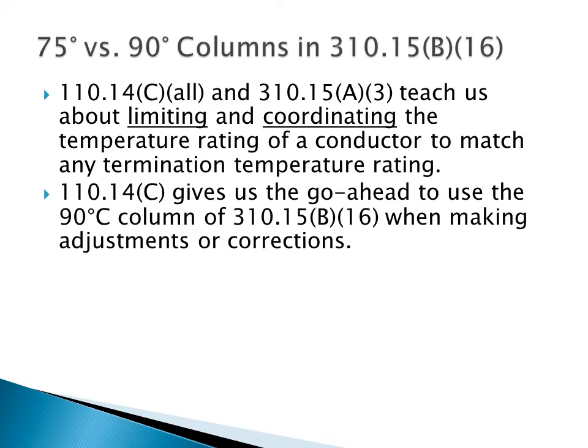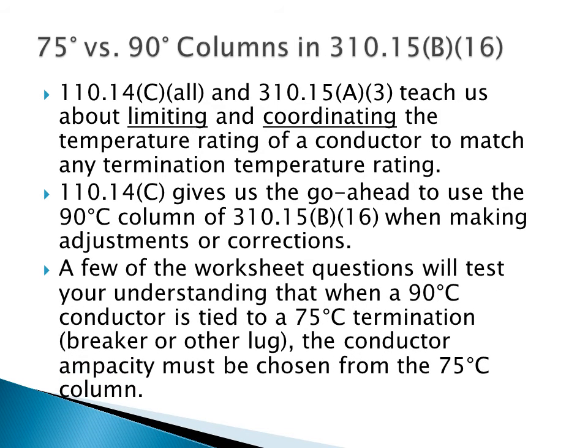110.14c also gives us the go-ahead to use that 90-degree column when we're making the adjustments. A few of the worksheet questions are not necessarily making you do the math to use the adjustment and correction factors, like those percentages and little decimals, but rather it's going to test your understanding of the concept that when a 90-degree conductor is tied to a 75-degree termination, then the conductor ampacity actually has to be chosen from the 75-degree column. So just kind of what we've been talking about already.